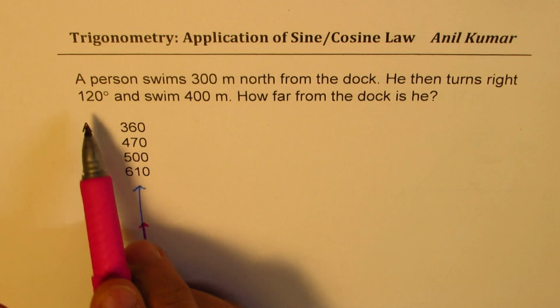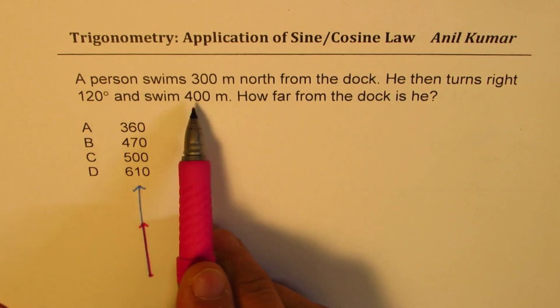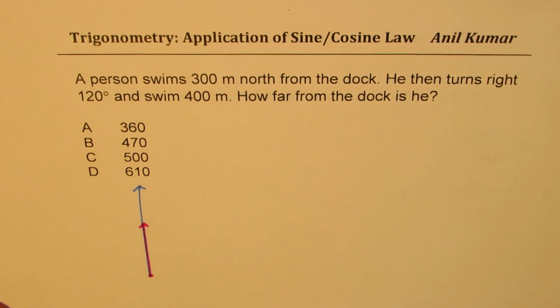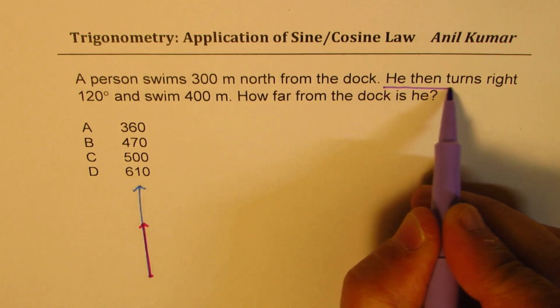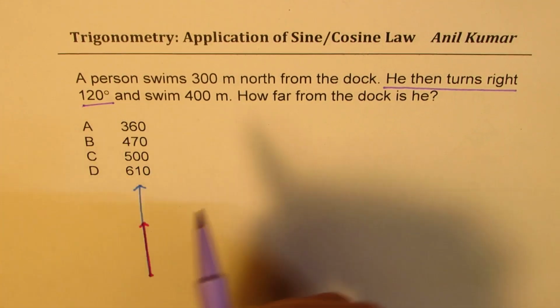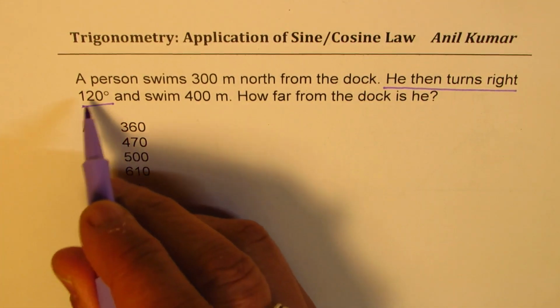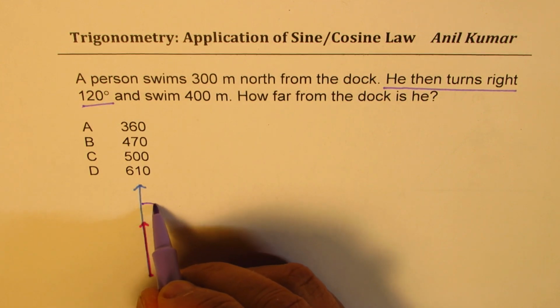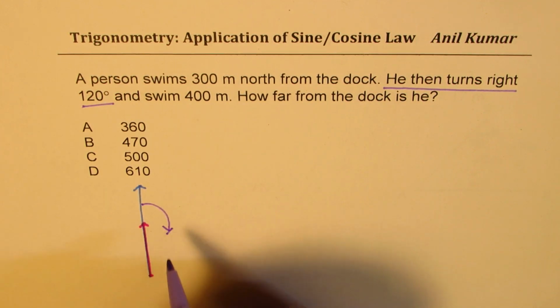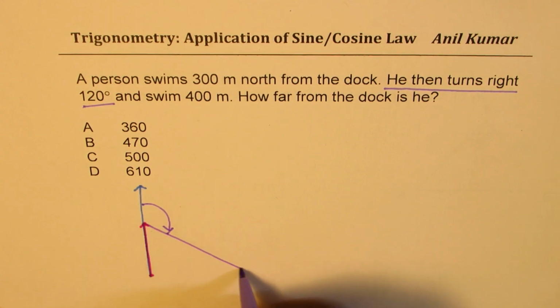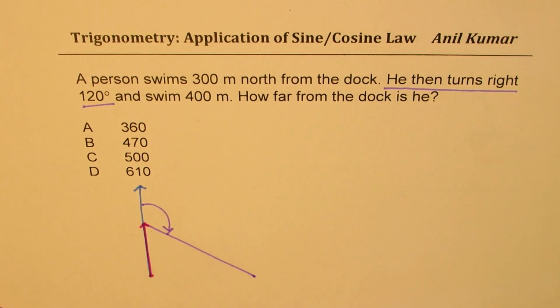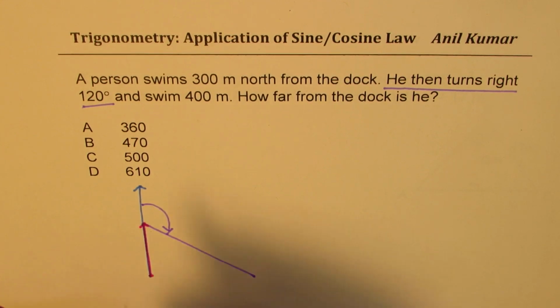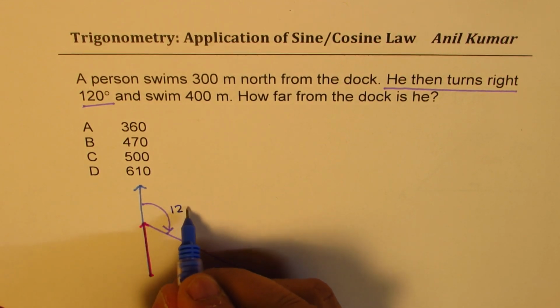He then turns right 120 degrees and swims 400 meters. Now this particular statement can create two problems, which I have noticed many times. He then turns right means what? Well, right is towards this side. That means from this side, it is right. Correct? So he turns right and then swims 400 meters. So that is 400 meters. So this angle here is 120 degrees.